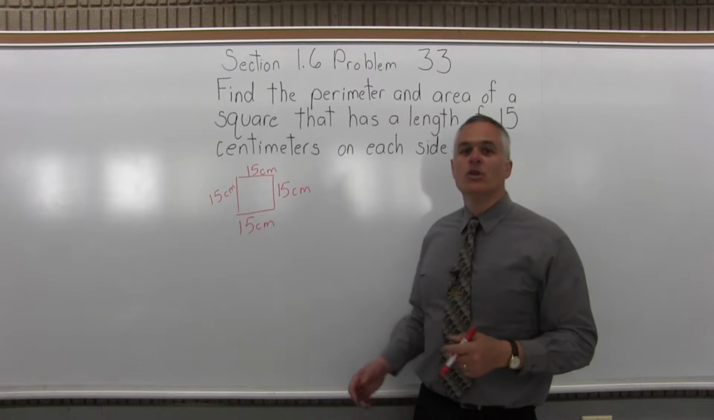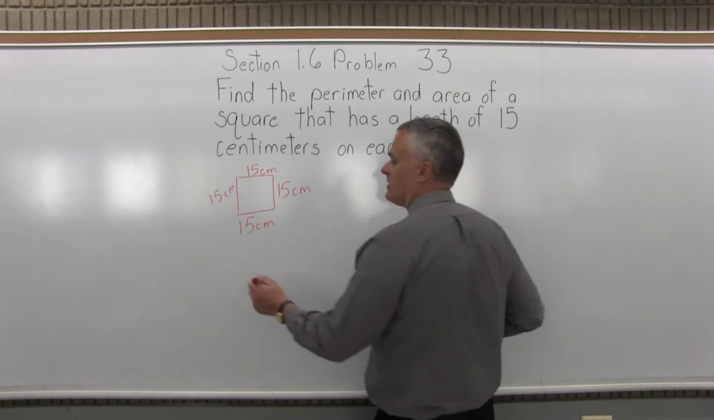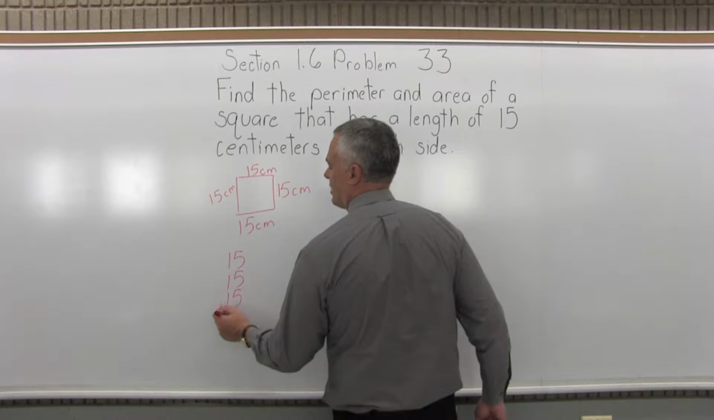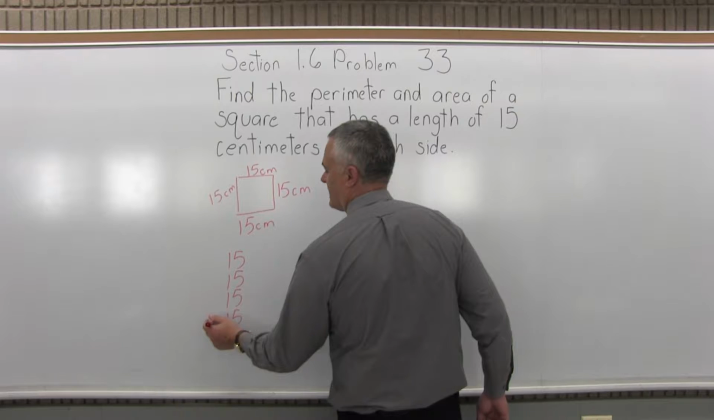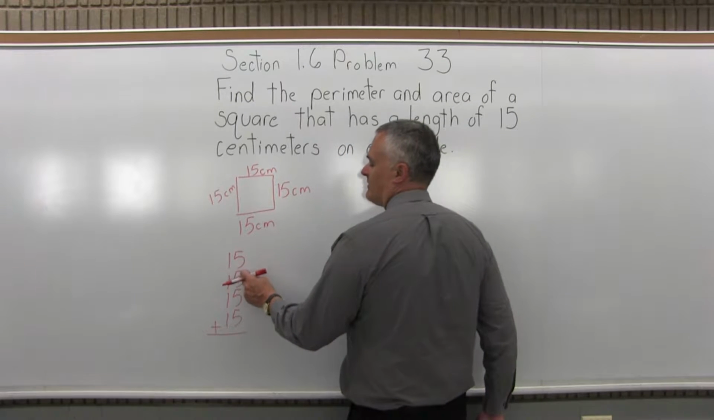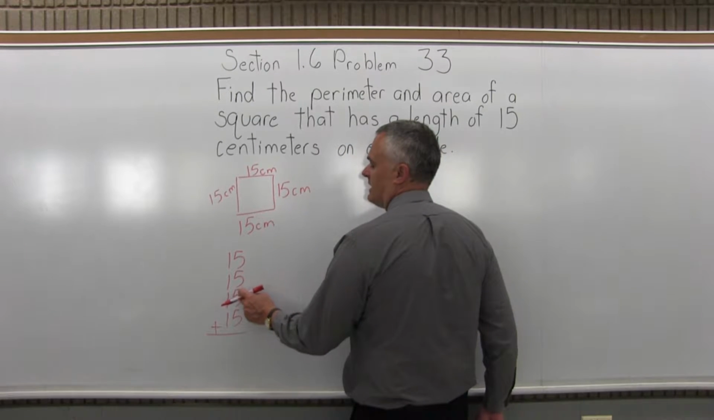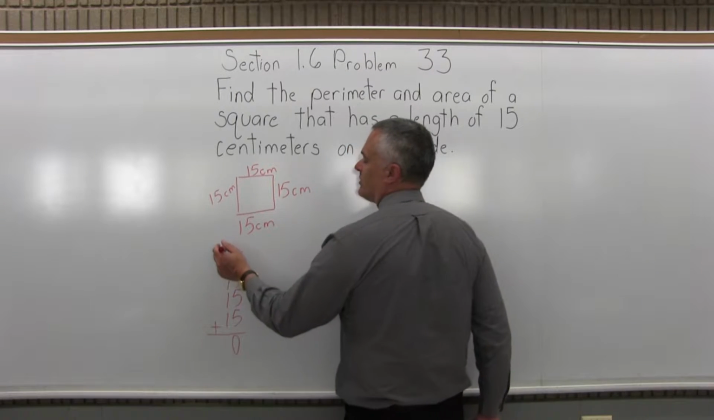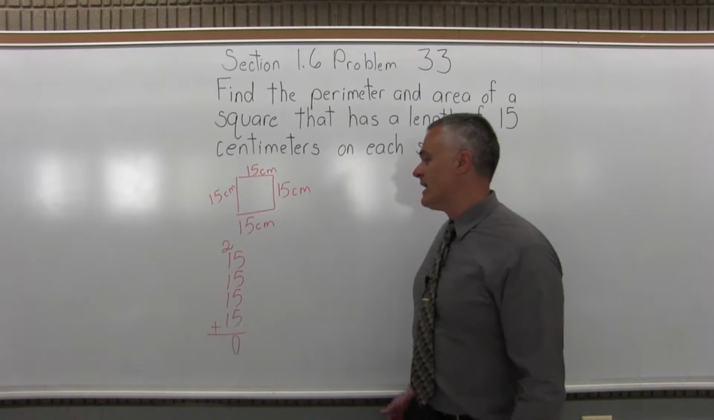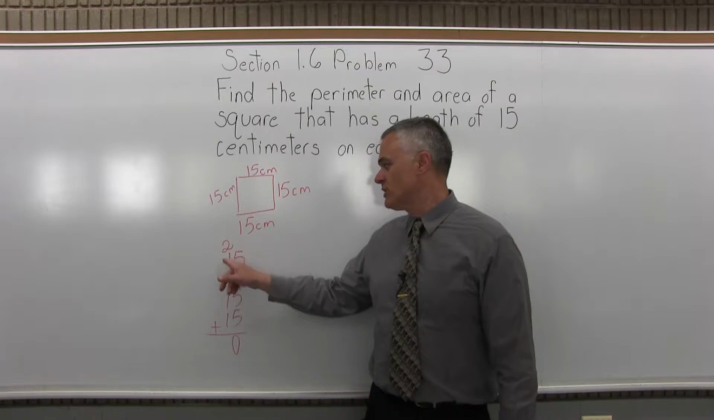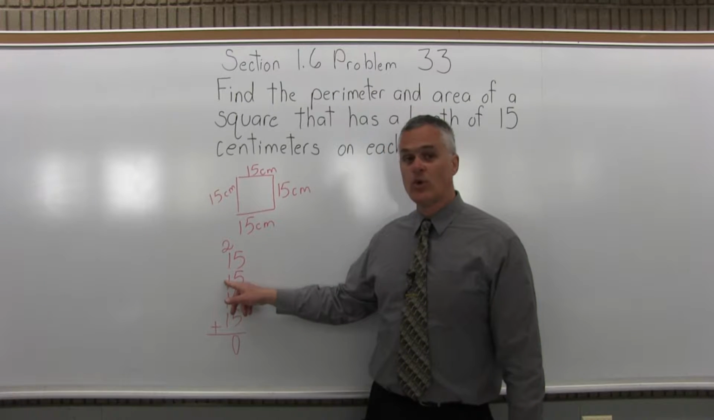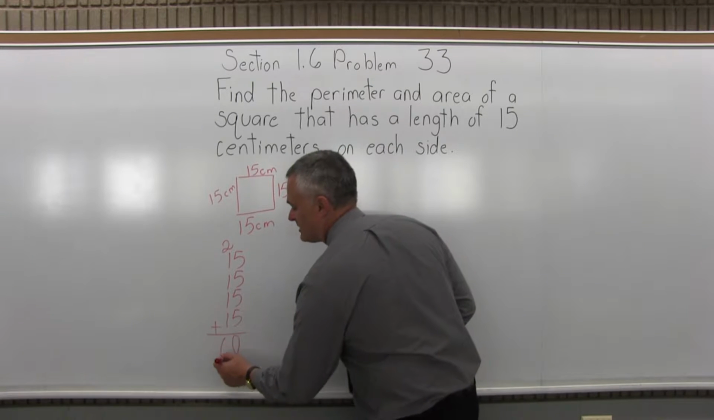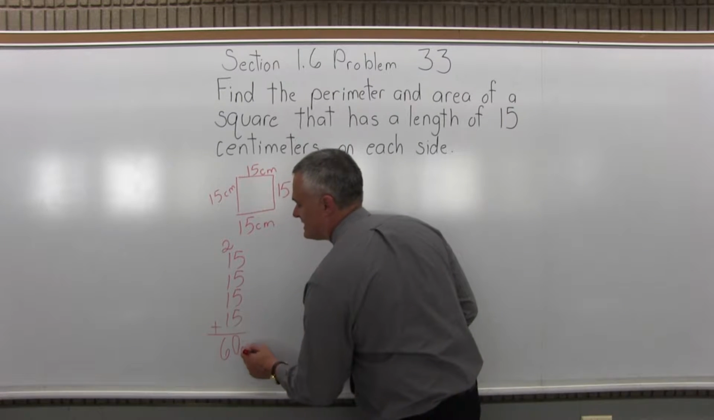So for the perimeter, you want to add the length of all the sides together. So you'll have 15 for the top, plus 15 for the right side, plus 15 for the bottom, plus 15 for the left side. If you add them together, 5 plus 5 is 10, 10 plus 5 is 15, 15 plus 5 is 20. So I put the 0 from the 20, carry the 2 to the top of the next column, and then I add 2 plus 1 plus 1 plus 1 plus 1. 2 plus 1 is 3, 3 plus 1 is 4, 4 plus 1 is 5, 5 plus 1 is 6. So the answer comes out to 60, and of course that would be 60 centimeters.